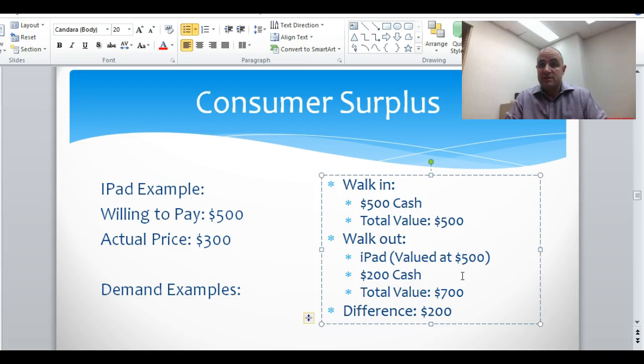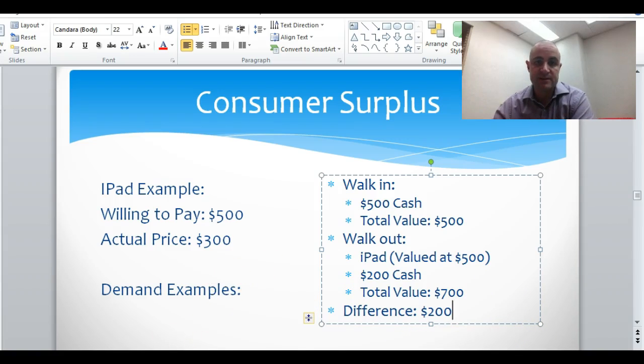That's the idea with surplus: that extra $200 in cash you're walking out with because you are paying less than it was worth to you. It's basically just extra money. It's like an added bonus because the price is that low. So again, that $200, which is the amount that the price was less than what you're willing to pay, is your consumer surplus.